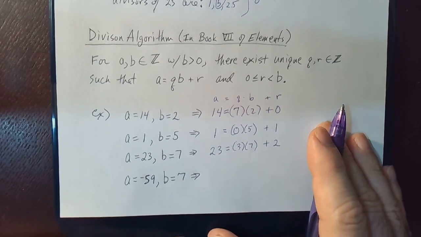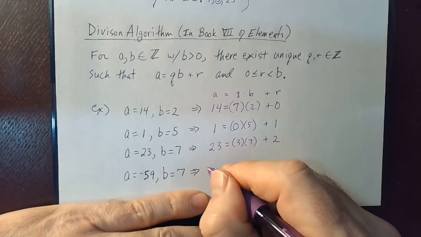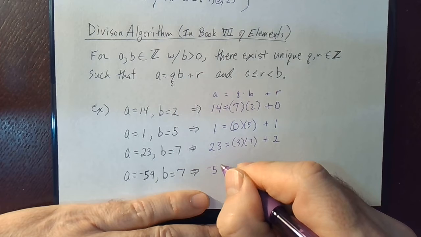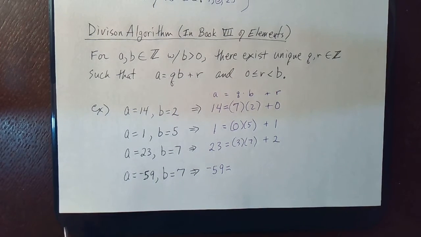The last one is the one that might give you a little bit of trouble if you haven't seen this before. Well, what number do you multiply 7 by to get negative 59? Not exactly, but close to that. Well, 7 times negative 8 would be negative 56. But then what would the problem be? The problem would be that the remainder is a negative number. Negative 3, I think, right?